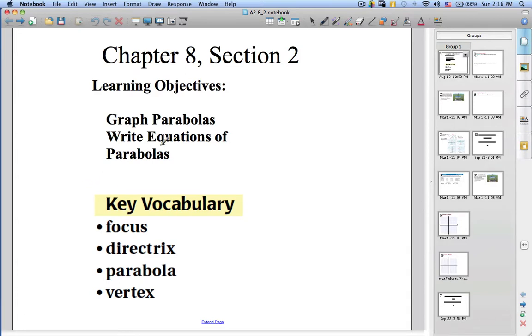So your learning objectives are being able to graph parabolas and write the equations of parabolas. And what you're going to need to understand to do this is this vocabulary about what is a focus, what's a directrix, what's a parabola, and what's the vertex. So right now you should already know the parabola and the vertex, but focus and directrix are new ideas for you, and we're going to go ahead and learn what those are all about.